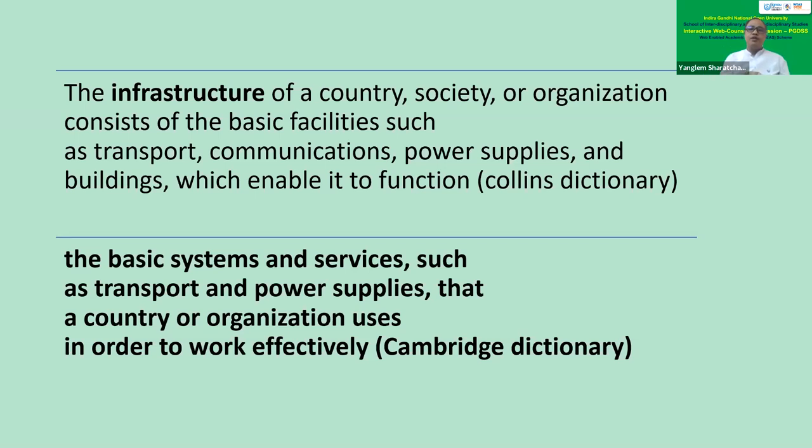So again, if you look into the Cambridge dictionary, infrastructure is about the basic system services. When we talk about basic systems, it is about connecting people from one place to another, that is transport, and it is about the power supply that a country or an organization has to have to work effectively, right?